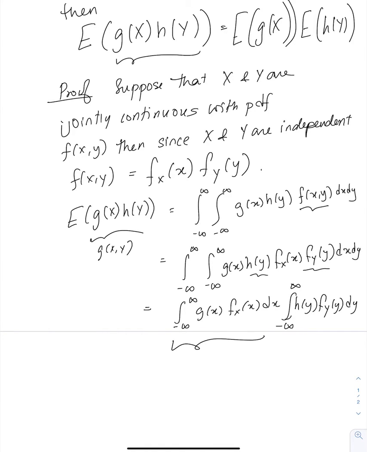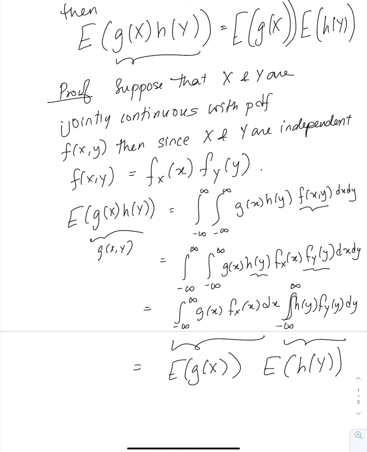Well, what do you know? This is the density of X, and here's a function of X. This is the expected value of g of X. And this is the expected value of h of Y. So there you go. If X and Y are independent, and the function is a product of a function of X and a function of Y, then the expectation of that product is the product of the expectations. So you have to be careful. You need X and Y to be independent to have this happen. So this is the proof for the continuous case.